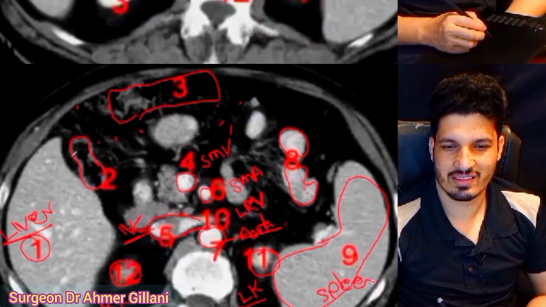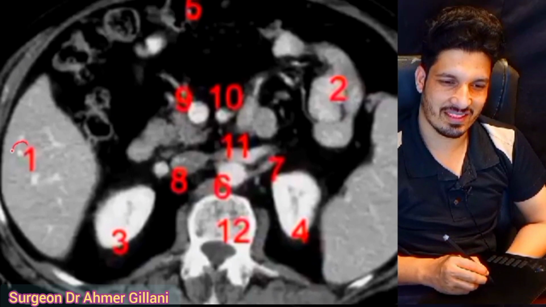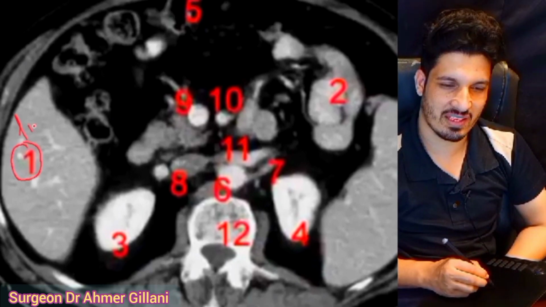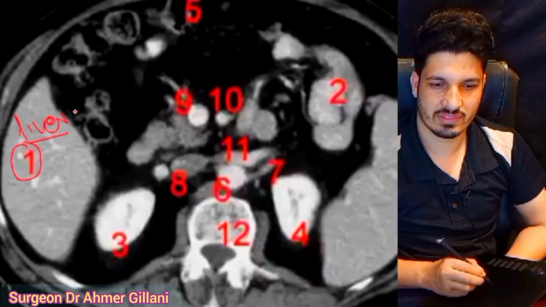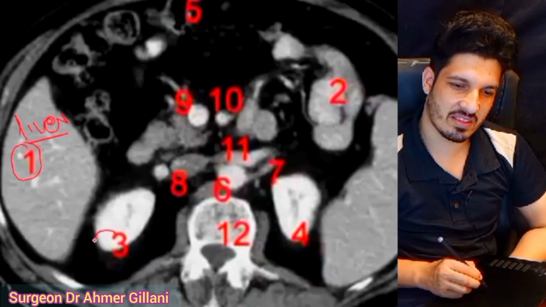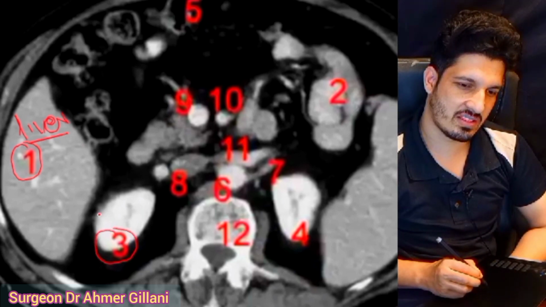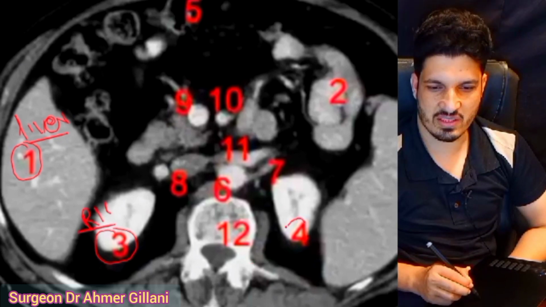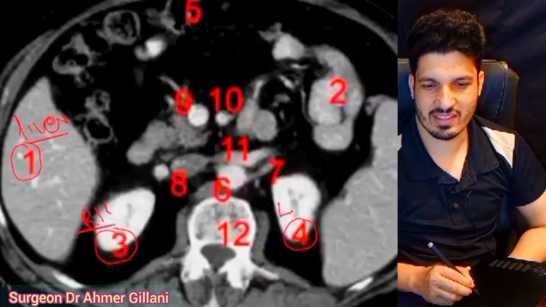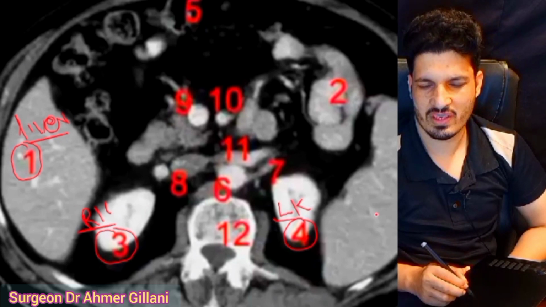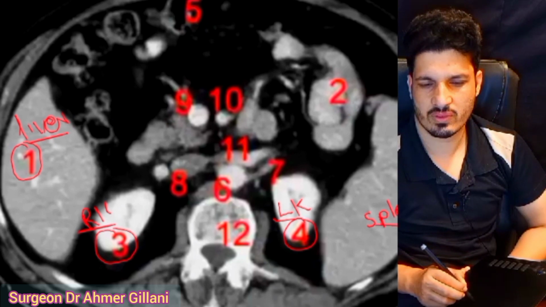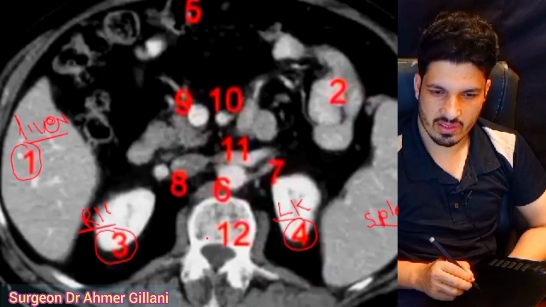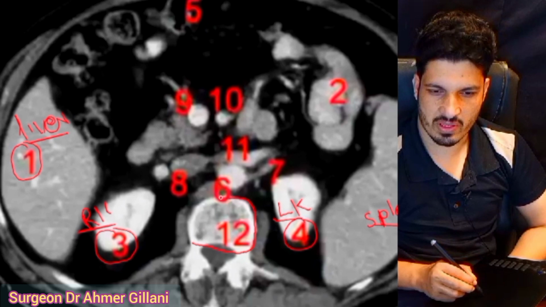Moving towards the next section, so moving towards again the next slide, structure number 1, it's the liver. And structure number 3, this is the kidney, definitely it's on the right side, so it will be the right kidney. Structure number 4, it is the left kidney, and this is spleen. Okay, this is the vertebral body.